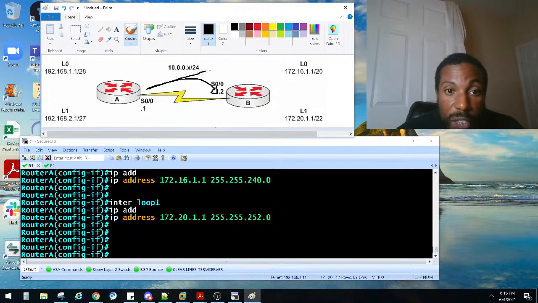But when we try to ping from here and also here, those guys should fail because why? We don't have routes to them. This will work because we're physically connected to it, right?